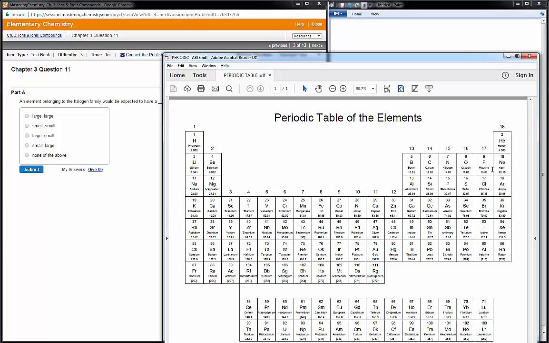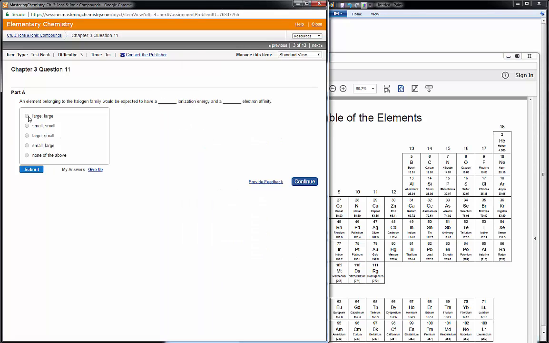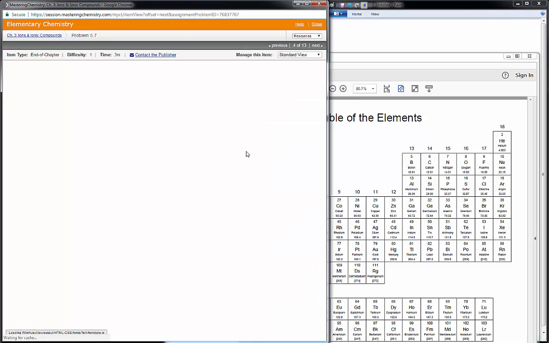So fluorine doesn't want to give away its electrons. In fact, it wants to gain more. So it has a high affinity for additional electrons, as opposed to sodium, which has a very low affinity for additional electrons. It kind of doesn't know what it would do with those. It wants to get rid of the one that it has, and it doesn't want any more. So a large ionization energy and a large electron affinity.